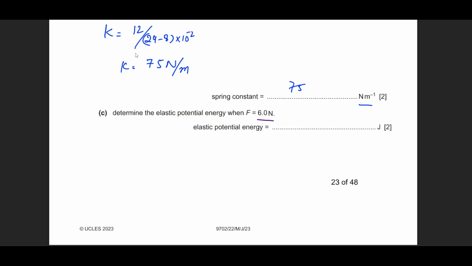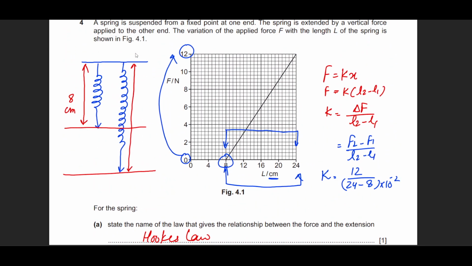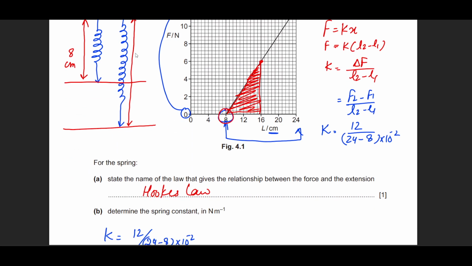No problem. So when you go to F equal to 6, you have to go back to the graph. What has been the change? So up to 6, we realize this is going to be the point. So we find that this is the area that we need to calculate. It starts at 8, finishes at 16, and goes up to 6.